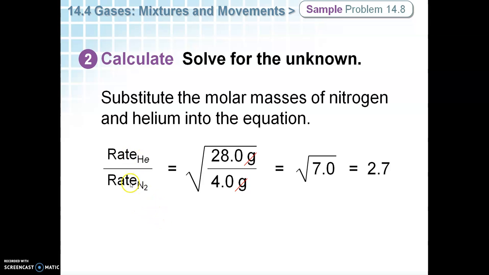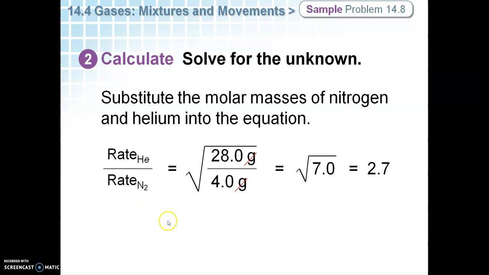So the rate of helium over rate of nitrogen is 2.7. What that means is that helium diffuses 2.7 times faster than nitrogen. So a helium balloon will empty out 2.7 times faster than a nitrogen balloon will empty out. Or if we want to talk about diffusion, which again, it's approximate but still works, helium will diffuse across the room 2.7 times faster than nitrogen will diffuse across the room.